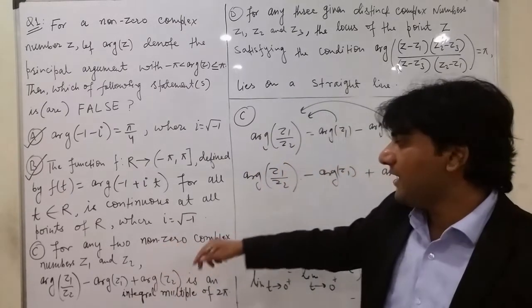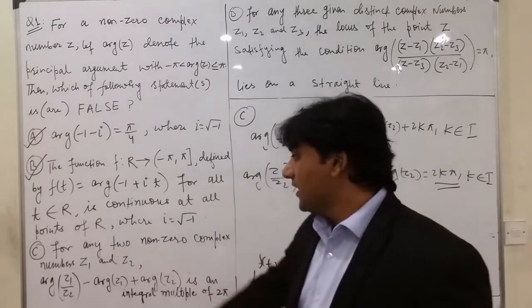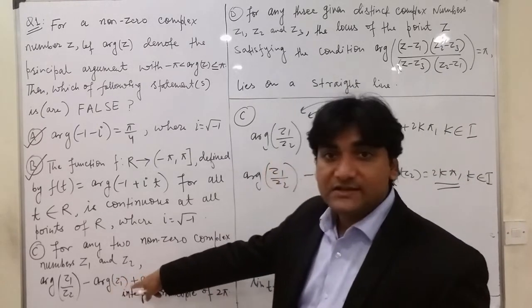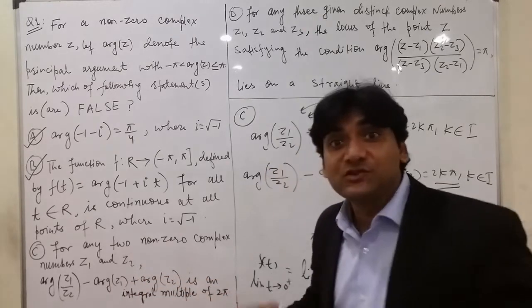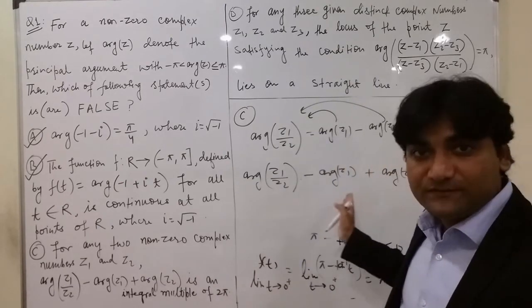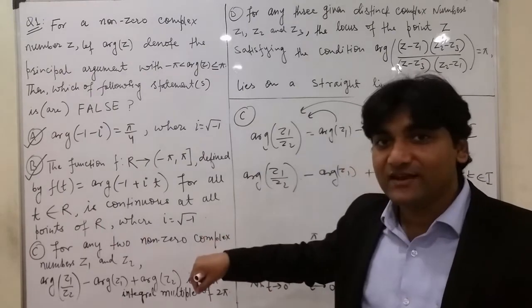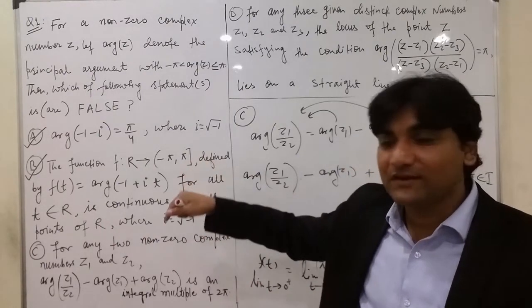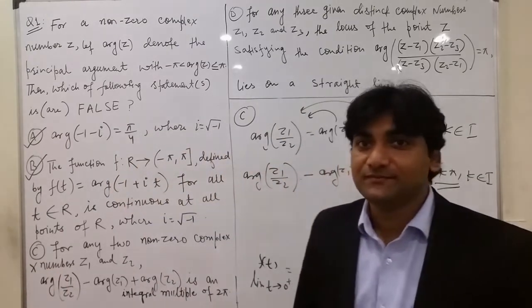Now what is this? For any two non-zero complex numbers z1 and z2, argument of z1 over z2 minus argument of z1 plus argument of z2 is an integral multiple of 2 pi. Yes, this is an integral multiple of 2 pi. So option C is right. Since this is right, but we have to select false one, so option C is not our answer.